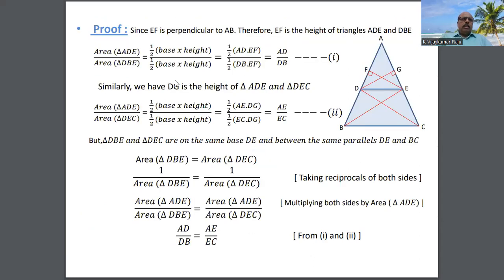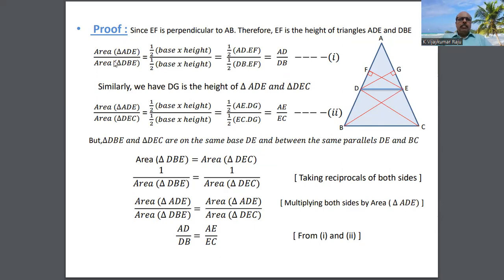Now, since EF is perpendicular to AB, therefore, EF is the height of triangle ADE and also of triangle DBE. So since this is perpendicular, it is the height of this triangle and it's also the height of this triangle, which is an obtuse triangle.